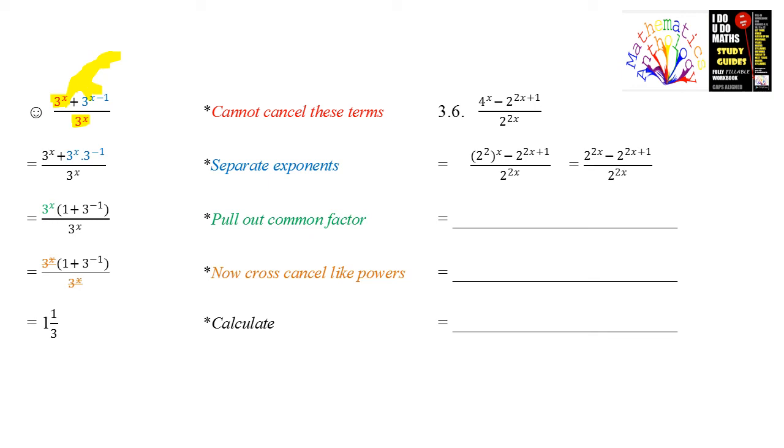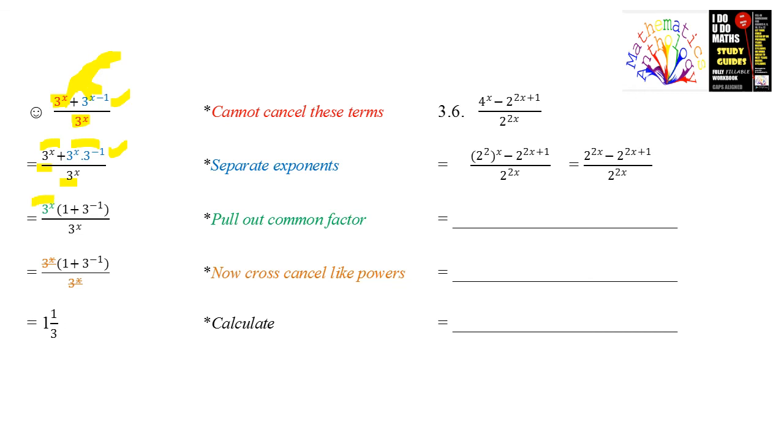So see, we have not cancelled our 3 to the power x on the top and bottom here. But what we will do is we will separate the second term on the top. So 3 to the power x minus 1 will become 3 to the power x times 3 to the power negative 1. Now we need to look for a common factor on the top. We have 2 terms in the numerator. Common factor to the first term and to the second term is 3 to the power x, if you can see that. So our common factor is 3 to the power x.